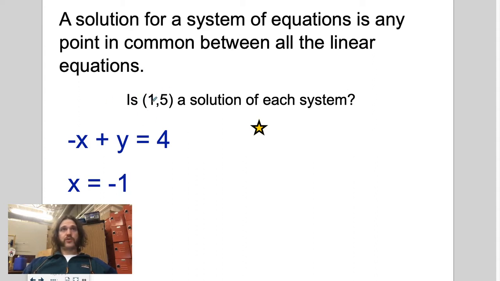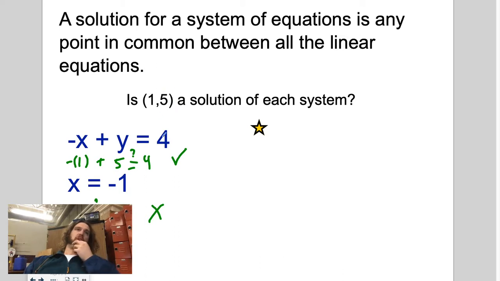So you can check, is (1, 5) a solution to this system? Well, you plug those in. We're asking the question, is negative 1 plus 5 equal to 4? Well, of course it is. 5 minus 1 is 4. Great. Now I'm going to plug in down here. Plugging in 1 for x, this is asking the question, is 1 equal to negative 1? No, it's not. So this point is on the first line, but it is not on the second line. And since it's not in common between both of the lines, it's not a solution to the system of equations.